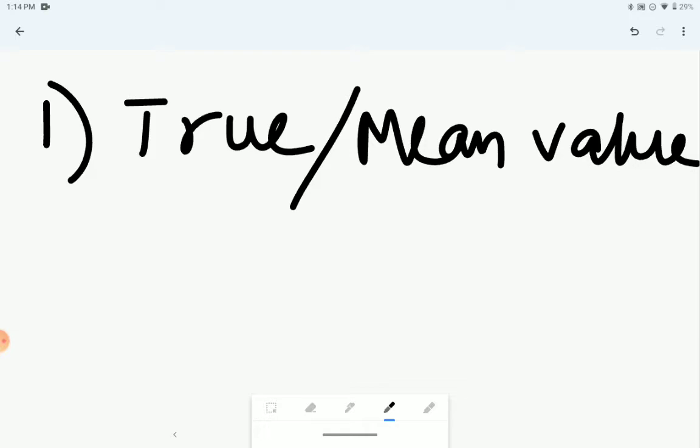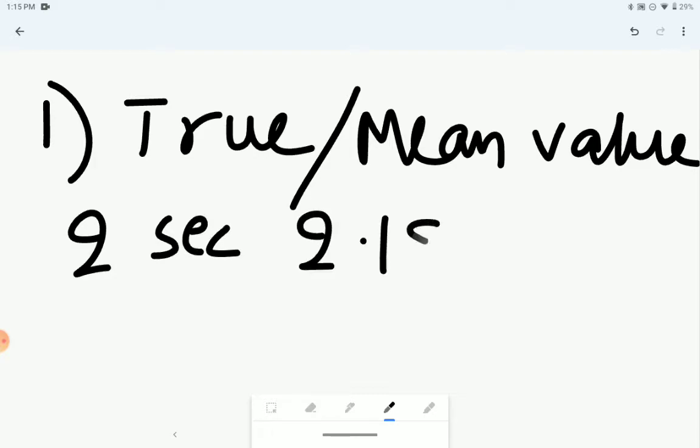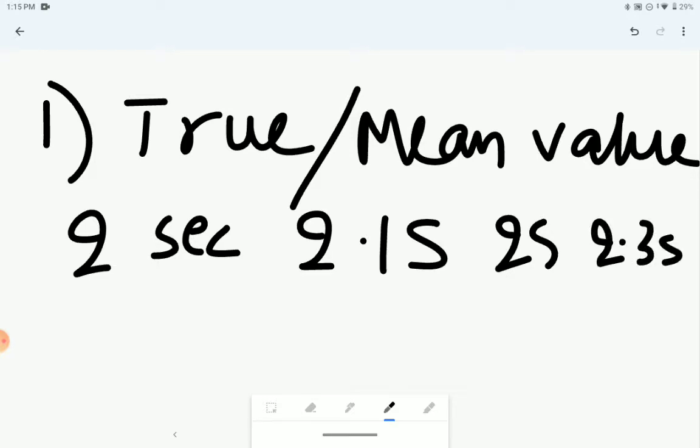Suppose you are doing some activity and you observe that to do that activity it took 2 seconds the first time, and after you tried it a second time, it took 2.1 seconds, and you tried a third time, it took 2 seconds, and you tried a fourth time, 2.3 seconds. The true value or mean value: let's say some physical quantity is measured n times. Here you measured it 4 times. This activity is done 4 times, right?